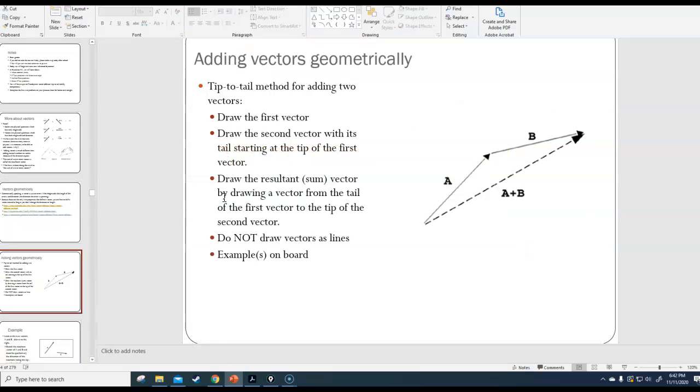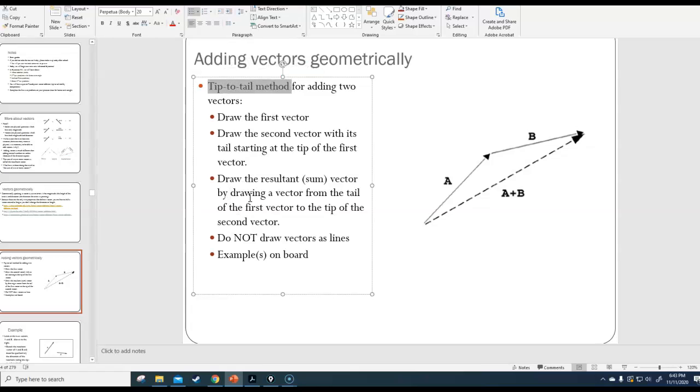Now, most of our time adding vectors is going to be adding using what's called the component method, which is a more quantitative mathematical thing to do. And so before we get into that in the next video, we're just going to look at a very simple, quick, qualitative way for adding vectors geometrically using what's called the tip-to-tail method.